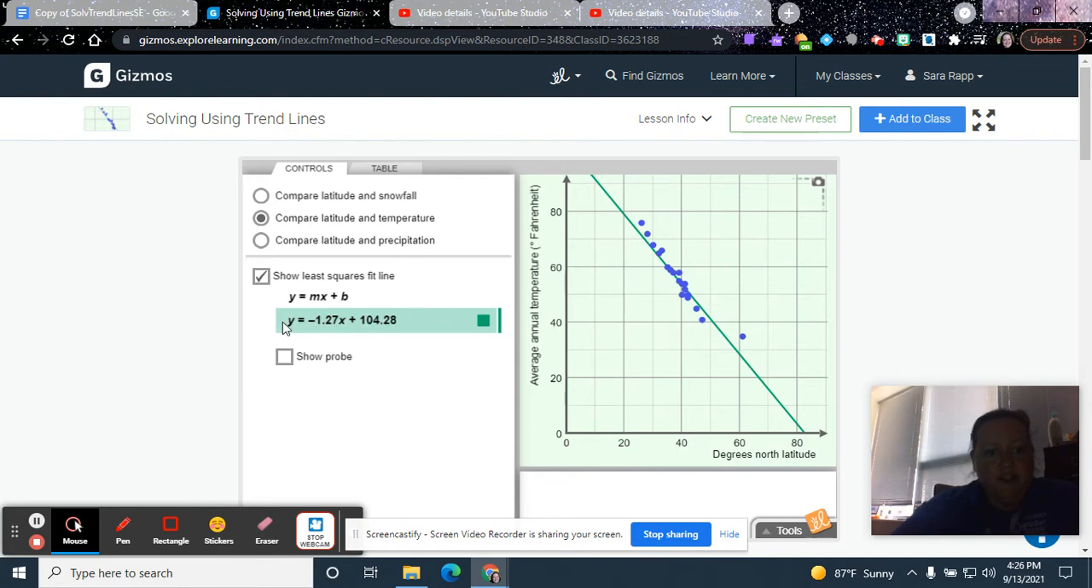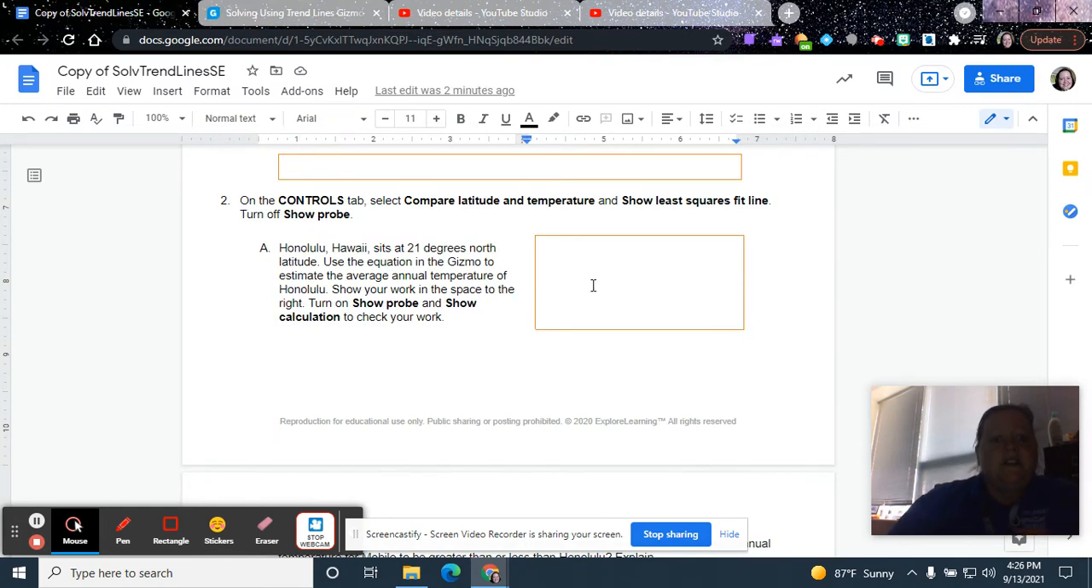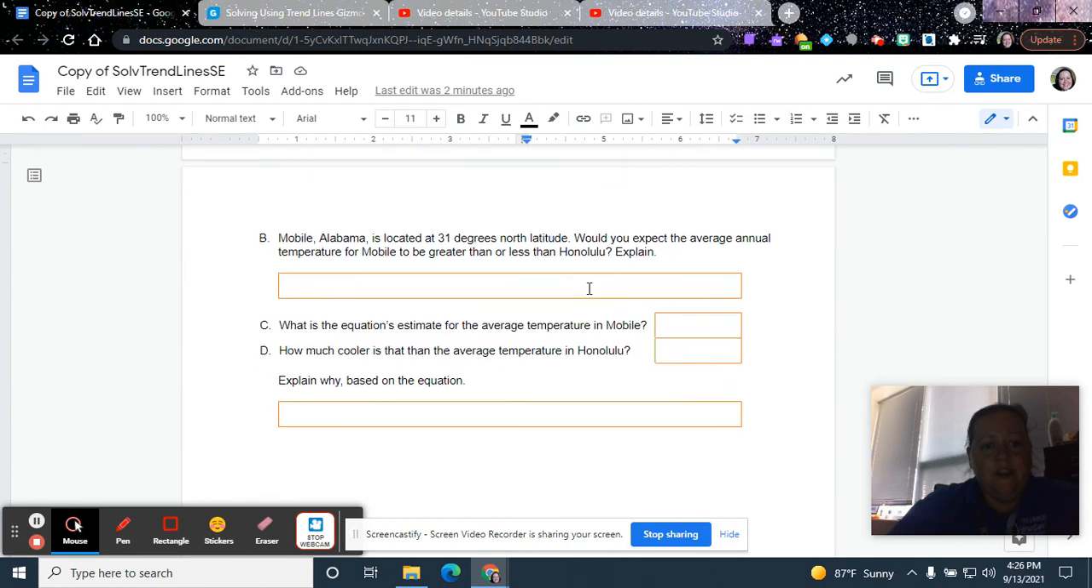And so we are going to use this equation here, and this time we're going to plug in 21 for X to get your Y. I'm not going to type it out this time. You can try it yourself. And then when you're done, you'll click Show Probe to check your work. And then let's try another one.